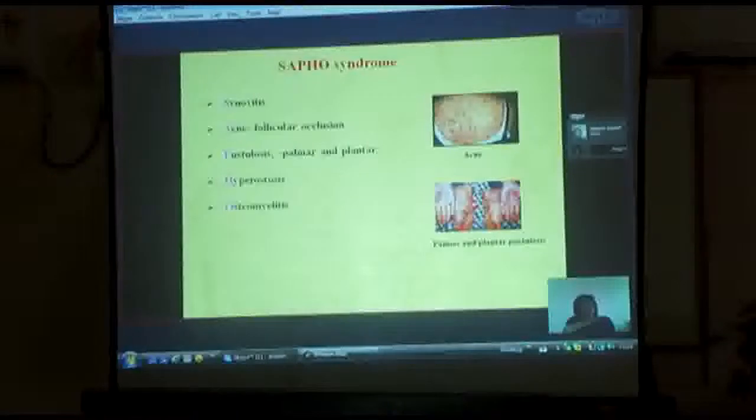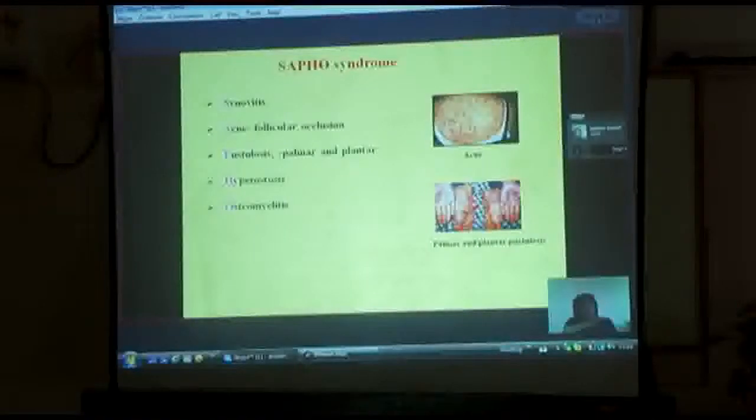SAPHO syndrome, which is also a form of reactive seronegative arthritis, can present with joint synovitis, severe acne with follicular occlusion, palmoplantar pustulosis, hyperhidrosis and osteomyelitis, seen more commonly in sternoclavicular, manubriosternal, and costochondral joints. Treatment for reactive arthritis is mostly symptomatic. Some patients may need steroids and disease-modifying drugs.